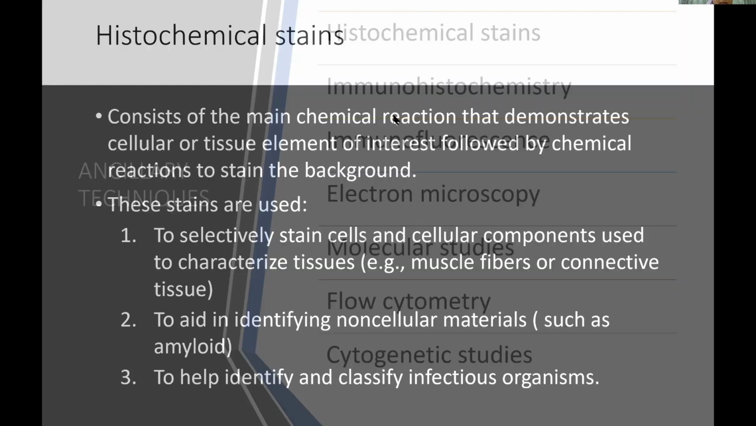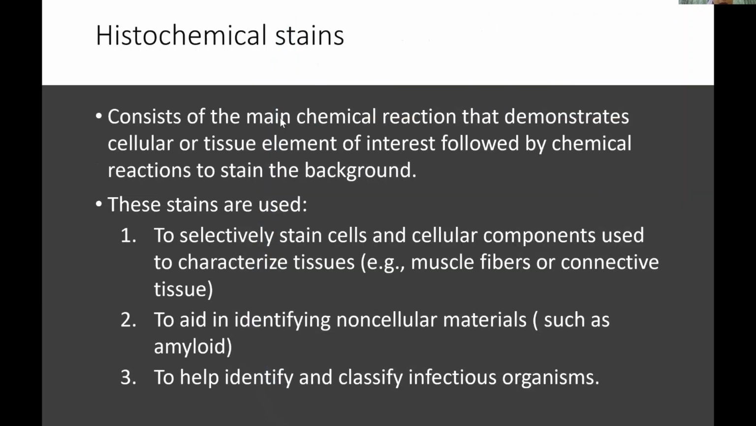For histochemical stain, as the name suggests, it mainly involves chemical reactions that demonstrate the cellular or tissue elements of interest, followed by a chemical reaction to stain the background. We use histochemical stain to selectively stain cells and cellular components to characterize tissue. For example, if we want to highlight muscle fiber or connective tissue, we have special stains. The second one, we want to identify non-cellular material like amyloid, we have another stain.